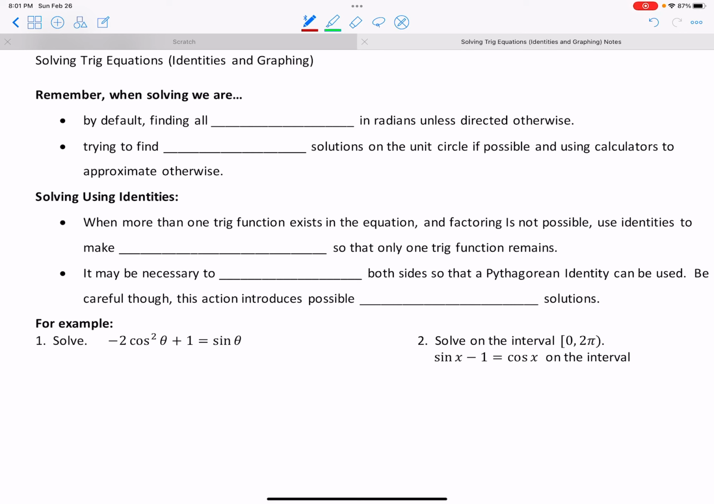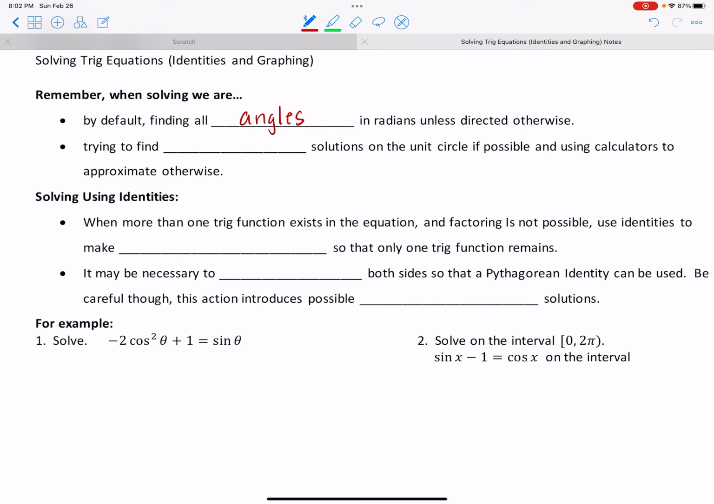Just remember though, when we're solving, we're looking for all of our solutions, and those solutions are angles. So by default, we're looking for all angles in radians, unless we're directed to do something else, like find all solutions in degrees or look only over the interval from 0 to 2 pi or 0 to 360 degrees. So if we're specified to do something else, we do that, but otherwise we're looking for all of our solutions, which are angles, in radians.